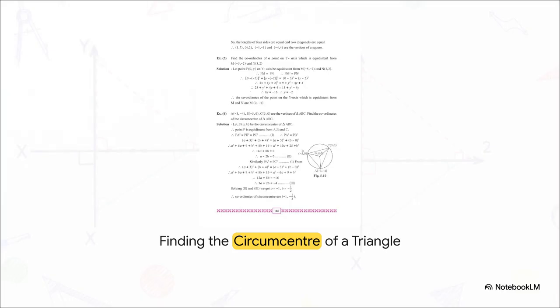Now check out how this exact same equidistant concept is beautifully applied to find the circumcenter of a triangle. The circumcenter is a very special center point that is mathematically equidistant from all 3 vertices of the triangle, points A, B, and C. By setting up equations where PA squared equals PB squared and PA squared equals PC squared, we can solve 2 simultaneous equations to find the exact coordinates of the center point. It is such a brilliant, elegant application of the simple distance formula we just learned.